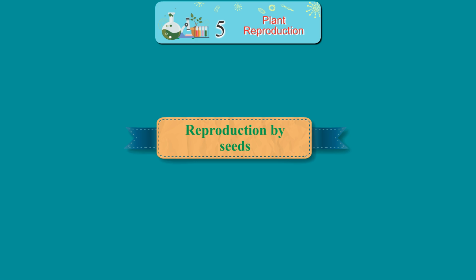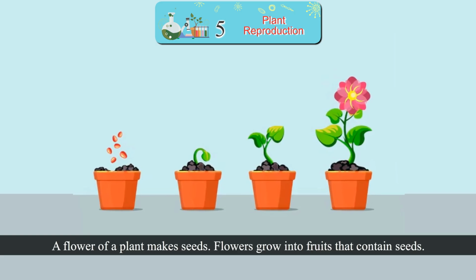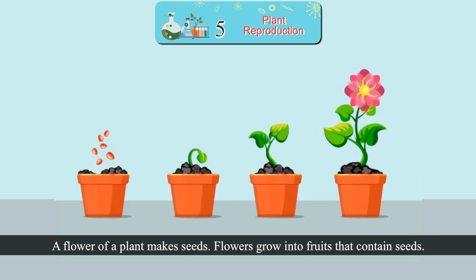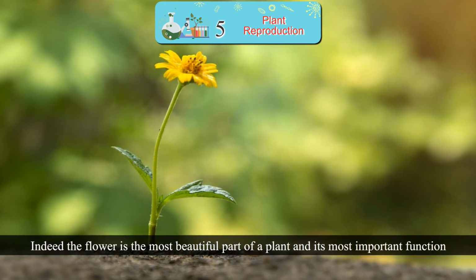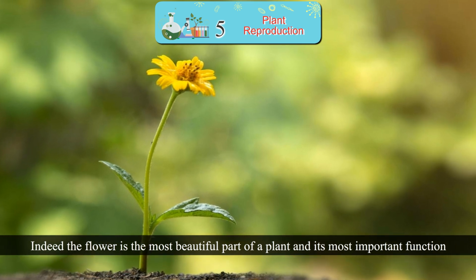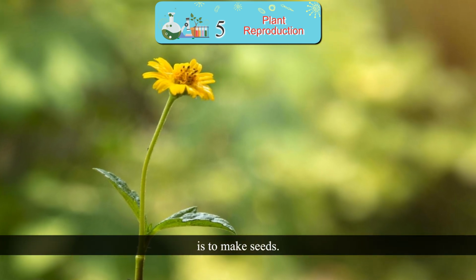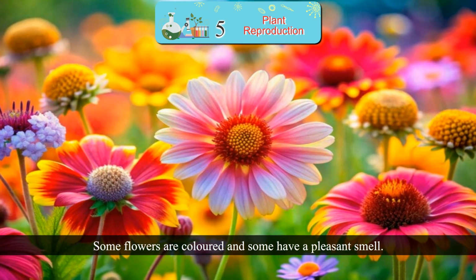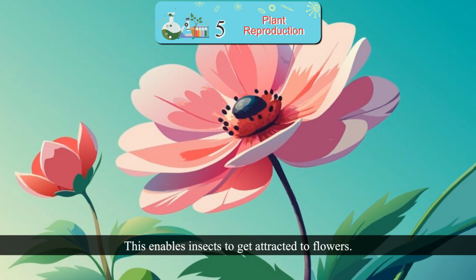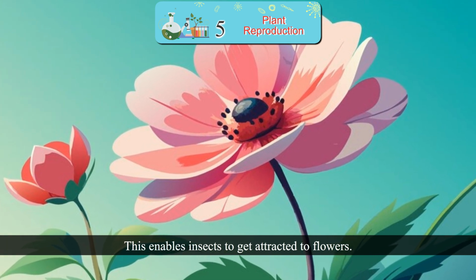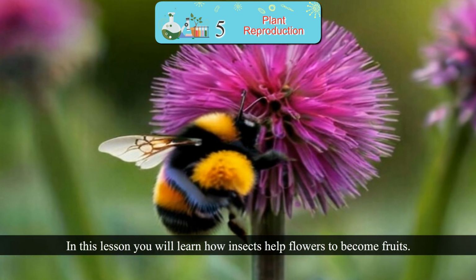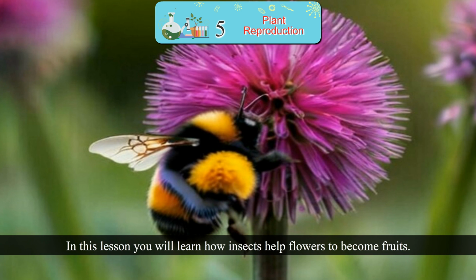Reproduction by seeds. A flower of a plant makes seeds. Flowers grow into fruits that contain seeds. Indeed, the flower is the most beautiful part of a plant, and its most important function is to make seeds. Some flowers are colored and some have a pleasant smell. This enables insects to get attracted to flowers. In this lesson, you will learn how insects help flowers to become fruits.